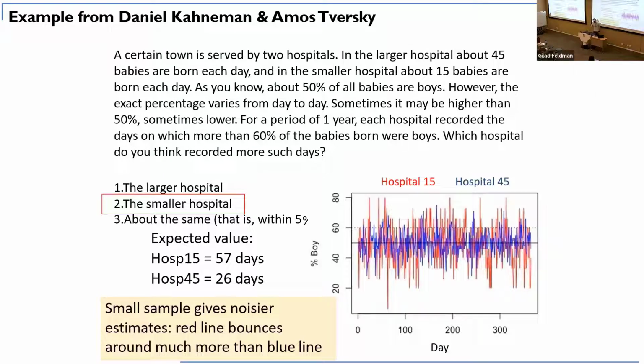How to demonstrate this? This is the distribution of the hospital that has 15. So 50% is the actual rate in the population between boys and girls. But you can see the red one is much more, the error goes up and down. So the distribution is much wider. But the hospital with the 45, it's much closer. And if it deviates, it doesn't deviate by a lot. So it's a lot more likely that you'll get more than 60% in the smaller hospital. So a smaller sample gives noisier estimates.